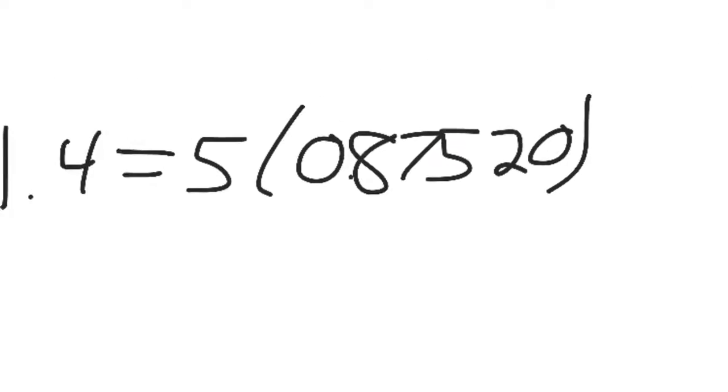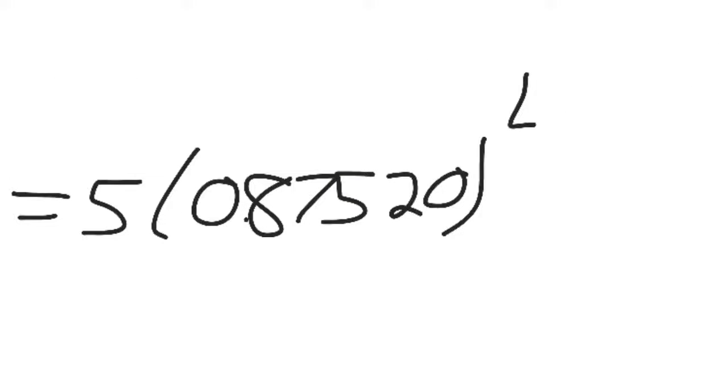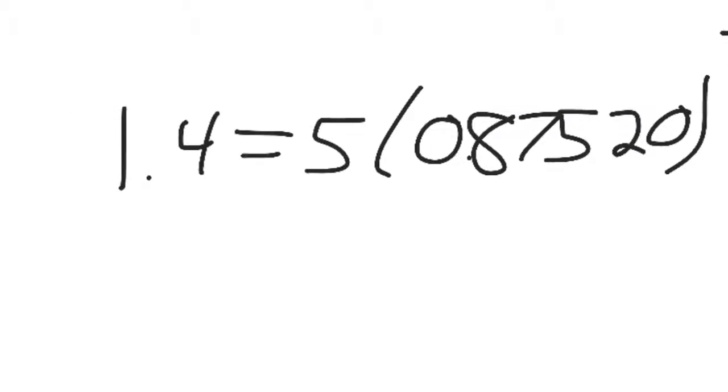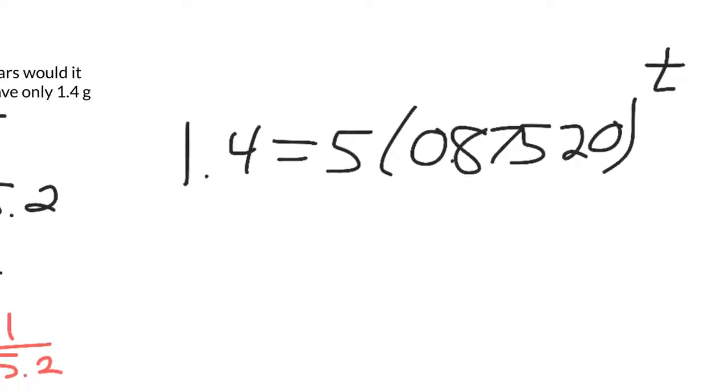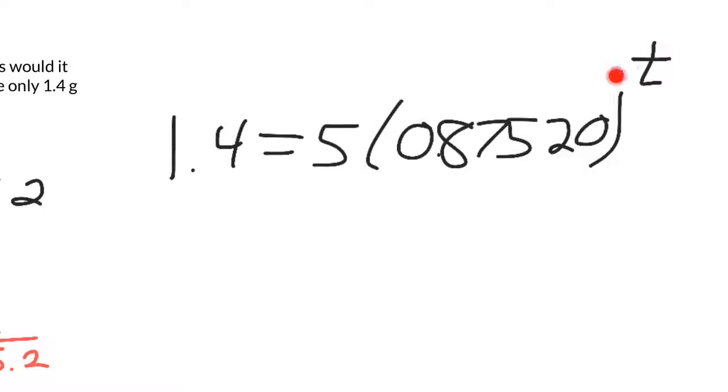But the question that they're asking is how long. So t is our variable. We don't know how long. So there, we've got a variable in an exponent position. That means we're going to need a logarithm to solve this problem. But your first step should be to get the exponent piece by itself.